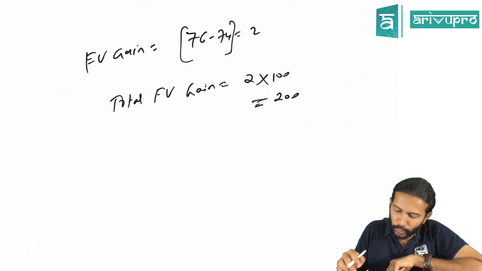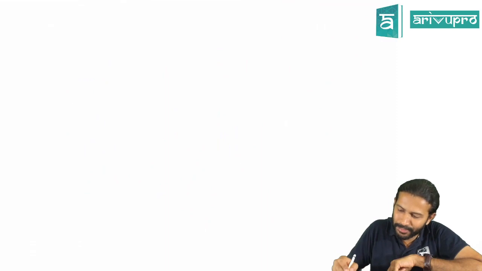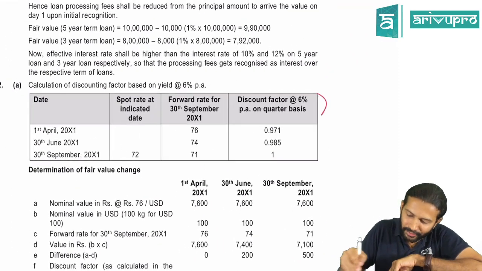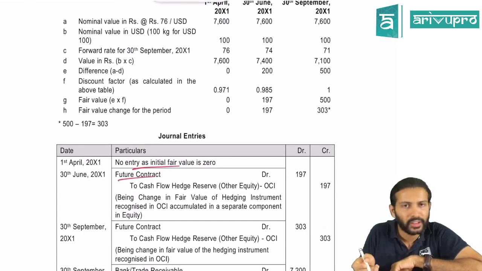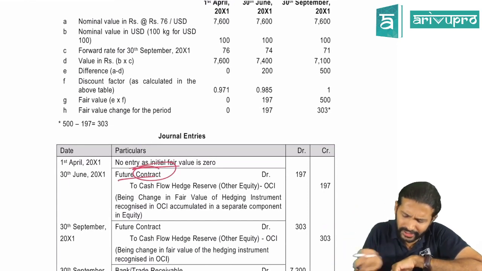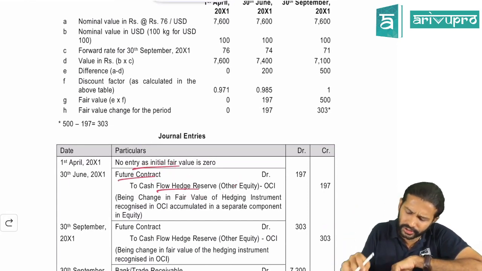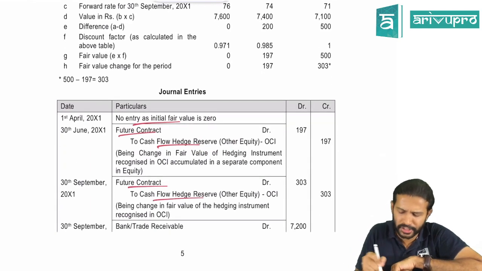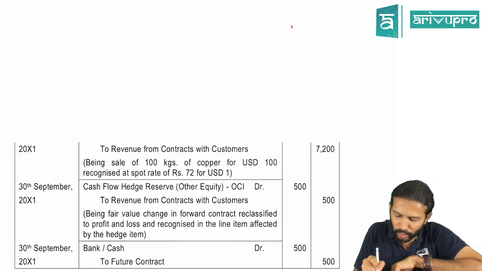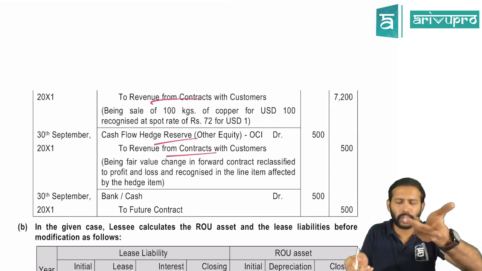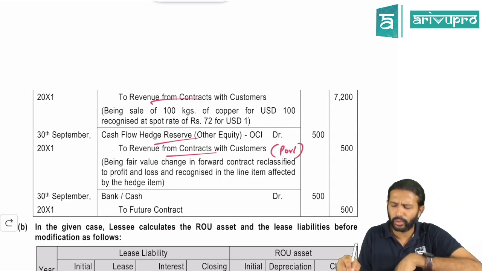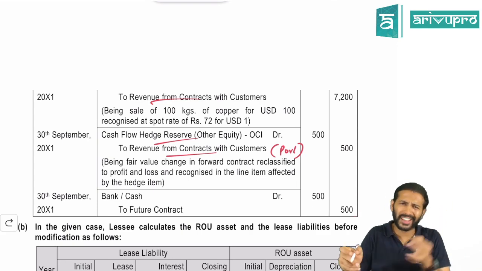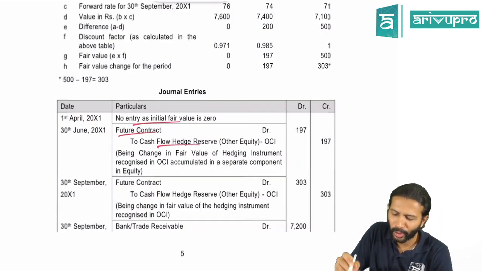Now if you look at the study material solution, they've got the same thing, but they have done a whole lot of working for this. If you check the journal entry, it is the same. We call it financial asset future contract; they're just calling it future contract. To cash flow hedge reserve. Then future contract to cash flow hedge reserve. Bank account debit to sales. And then cash flow hedge reserve to revenue, meaning they have transferred the cash flow hedge reserve to P&L. Then bank account debit to financial asset future contract settlement. Same entry, same amount. But the only problem is the working notes.